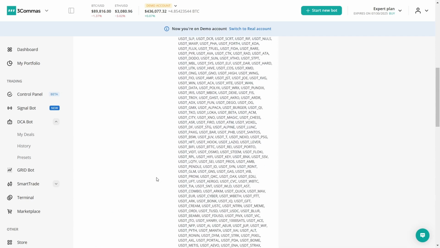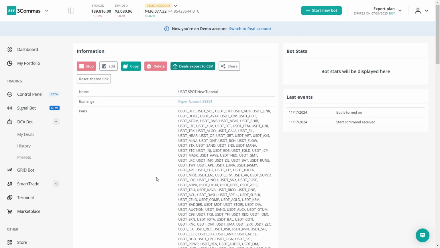Here I can see my settings. If I want to copy this bot, I can do it here. If I want to share my bot with others, I can share it here. People will receive a link, and they will be able to copy my bot and trade with the same settings.